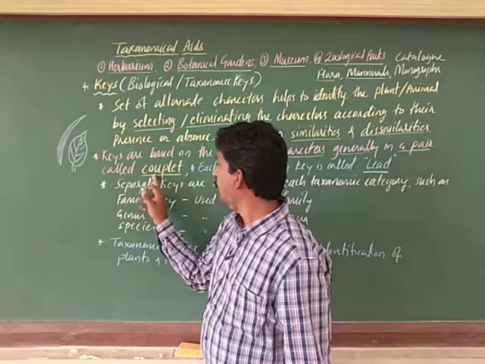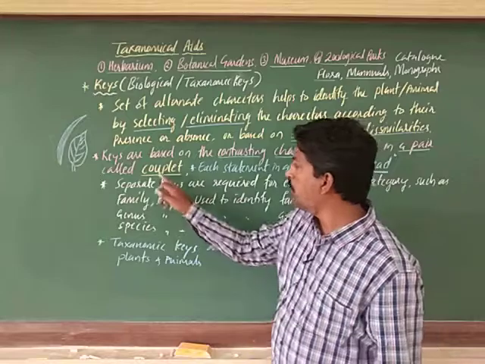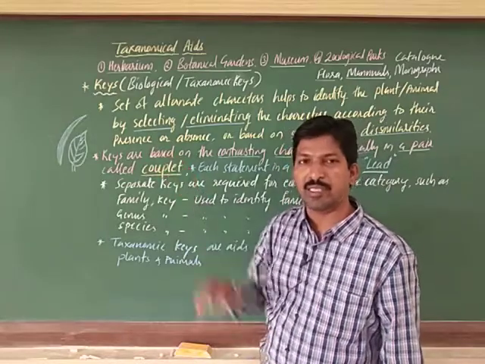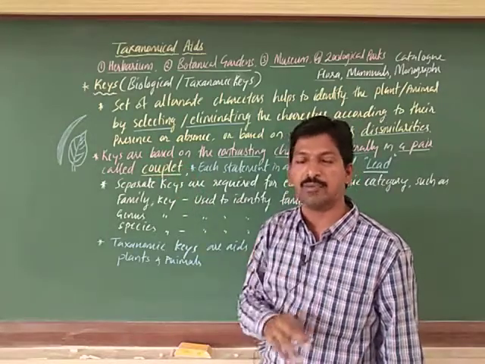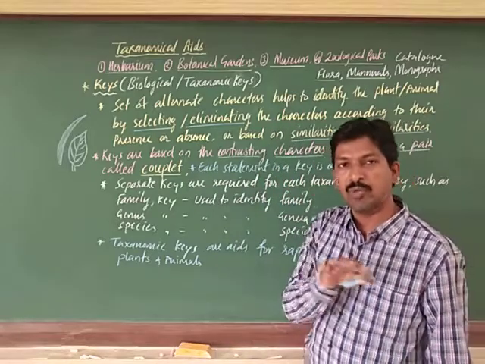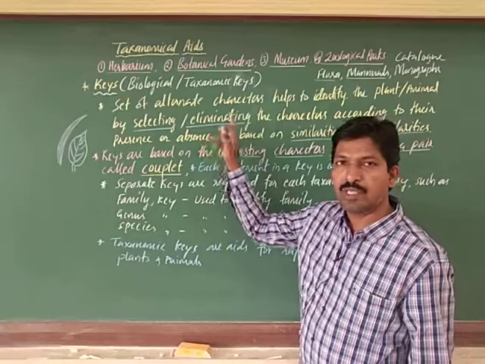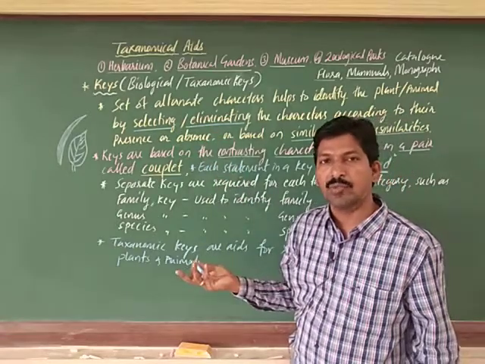So, that is called a couplet, understood. This couplet will help us. In a couplet there are two alternative statements, or what we call characters. Out of the two characters, one will be selected, and the other one will be eliminated. One is selected, another one is automatically left.